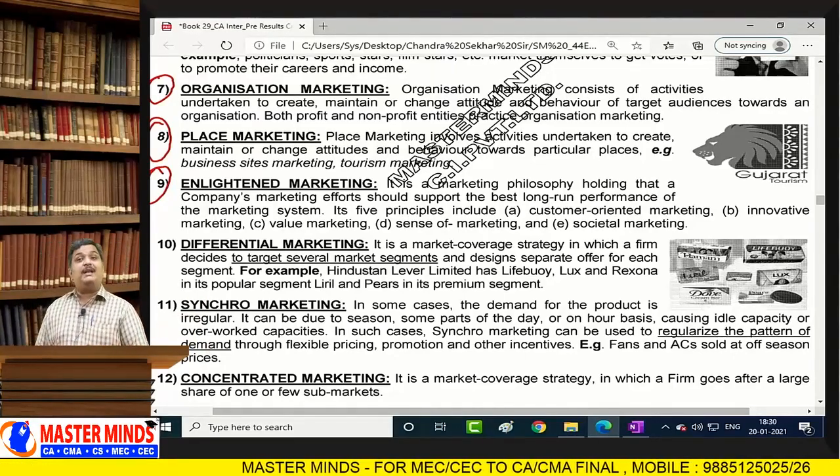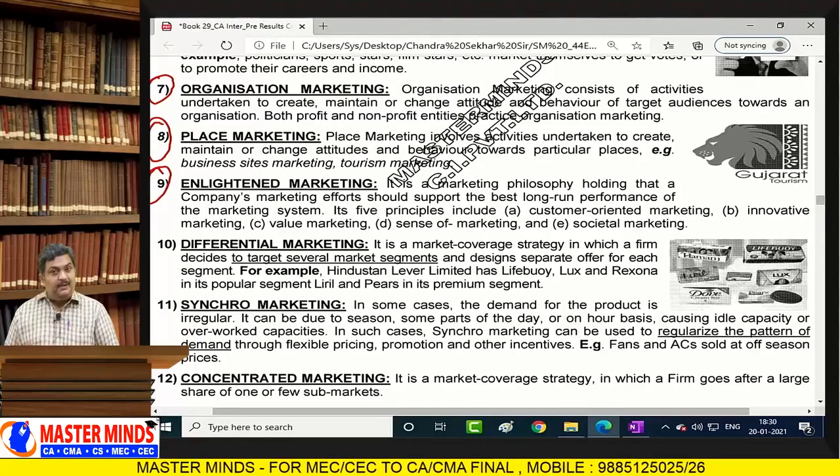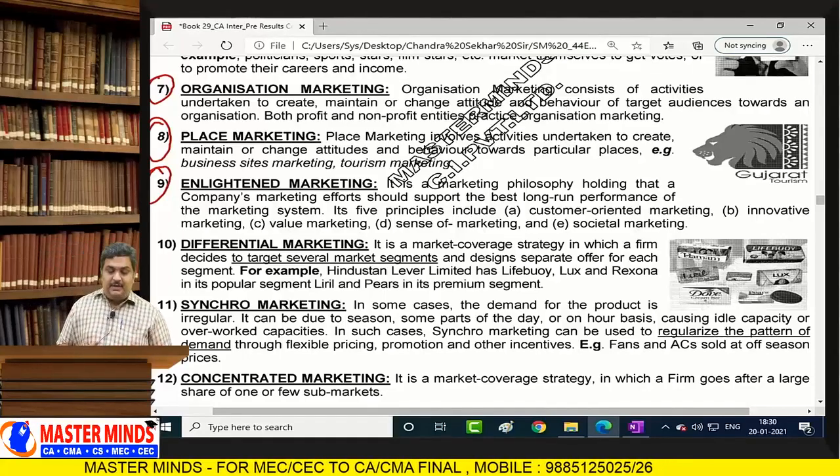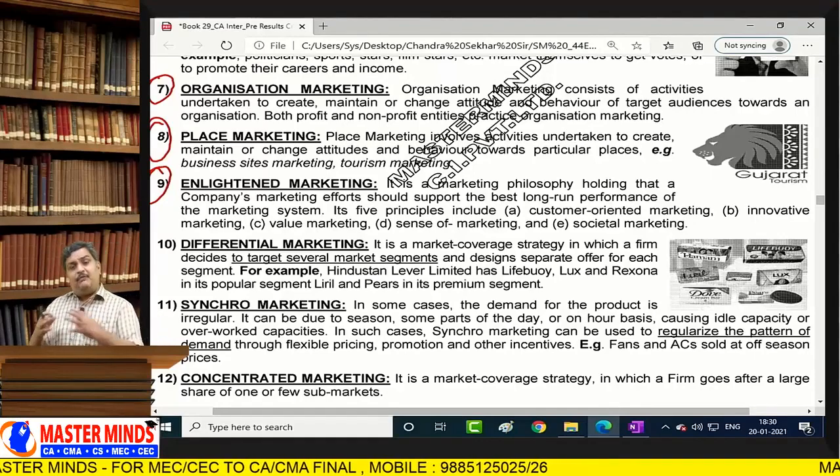So this kind of marketing activity to enlighten the people, to create awareness among the people, is called enlightened marketing. And in enlightened marketing, there are 5 principles.